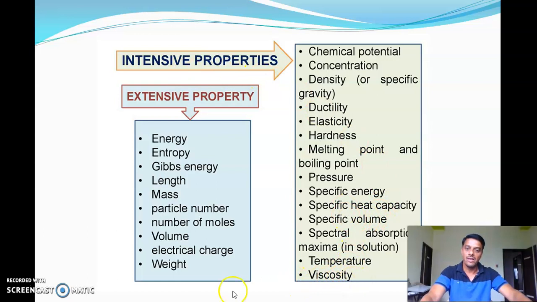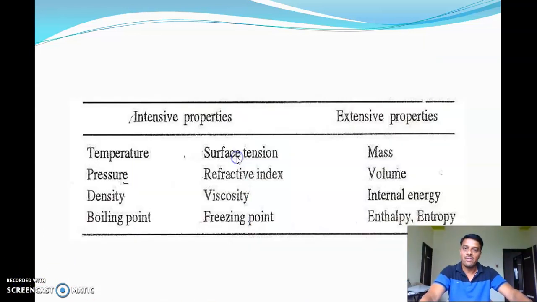Here are a few more intensive and extensive properties. The examples of intensive properties: temperature, pressure, density, boiling point, surface tension. Whatever the quantity of the substance, the surface tension will remain the same. Refractive index, viscosity, and freezing point. These are the important intensive properties, and these are the extensive ones.